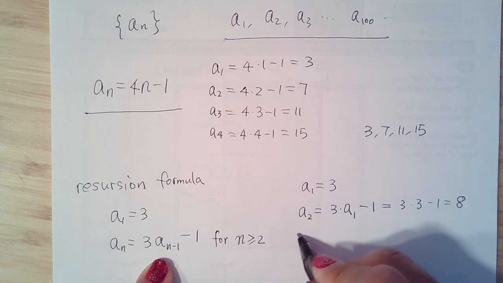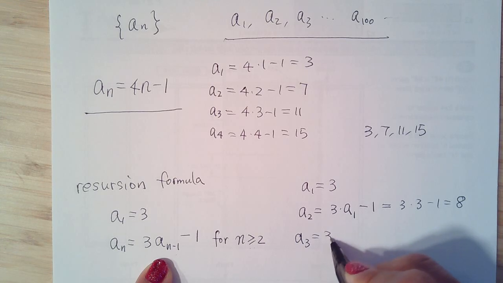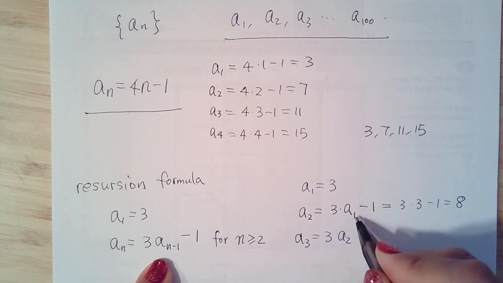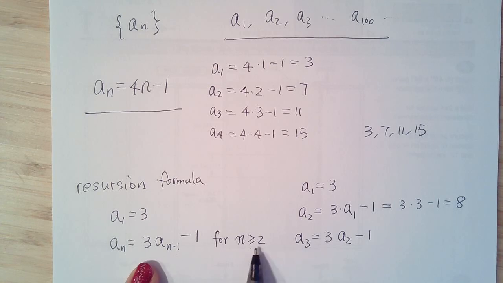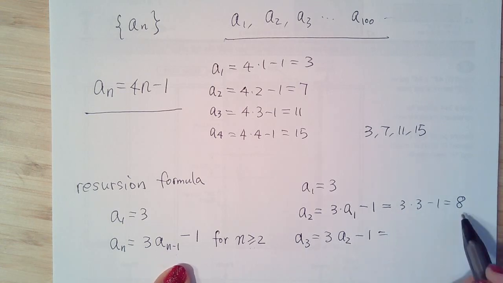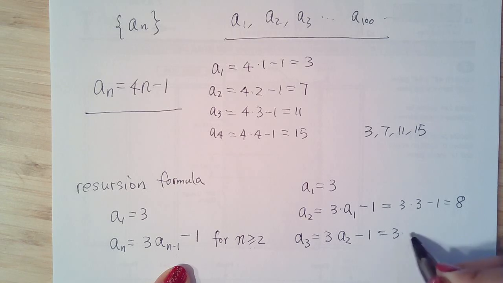And then a3. Again, a3 is 3 times a2, the previous term, tripled, minus 1. See, when n equals 3, here it's 3, and 3 minus 1 is 2. So that's a2. So 3 times a2 minus 1. And we know a2, which is 8. So 3 times 8 minus 1. 3 times 8 is 24. So here it's 23.